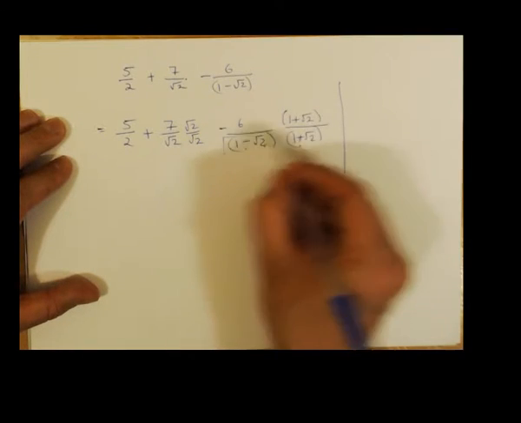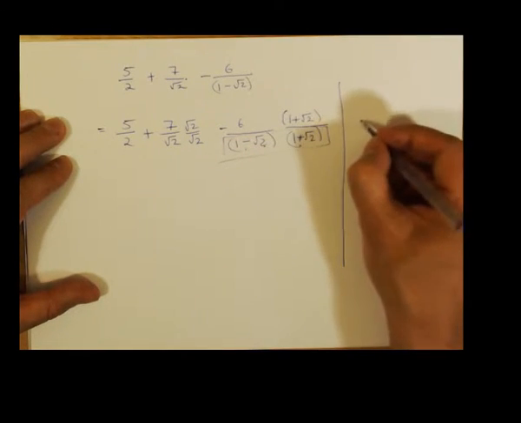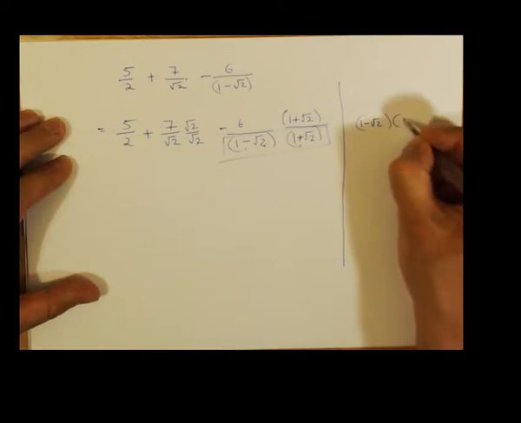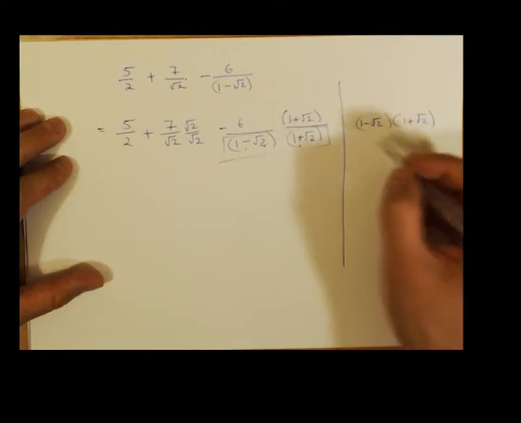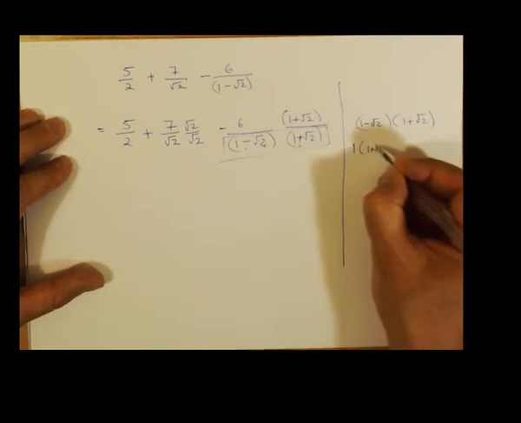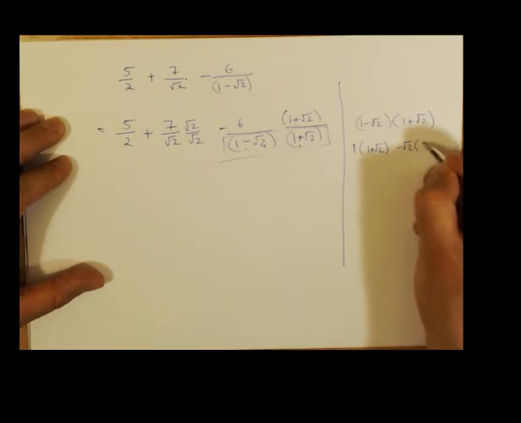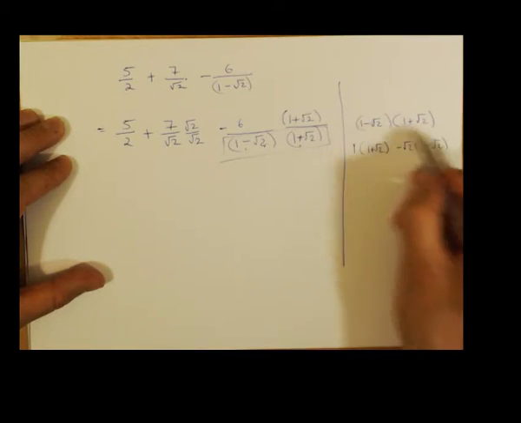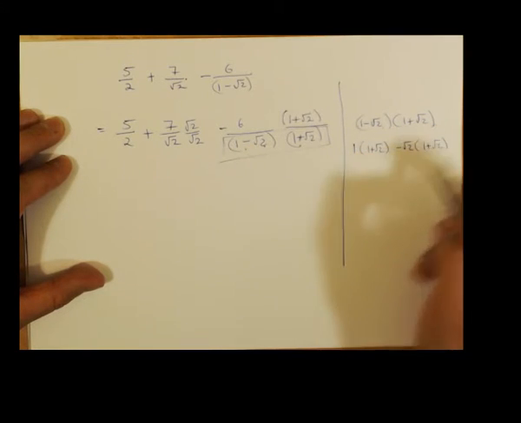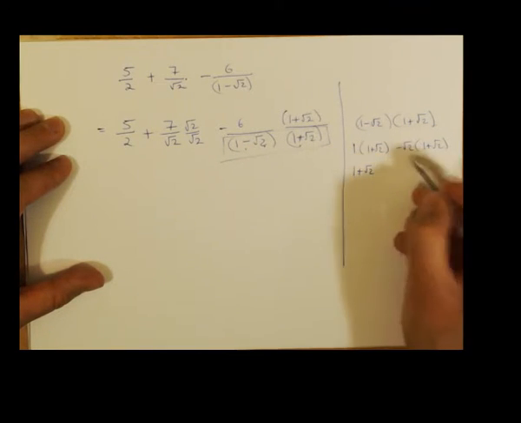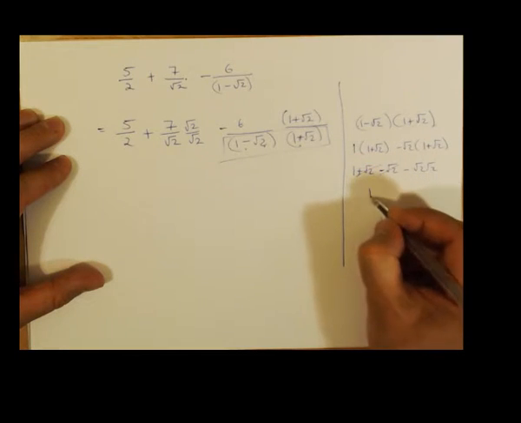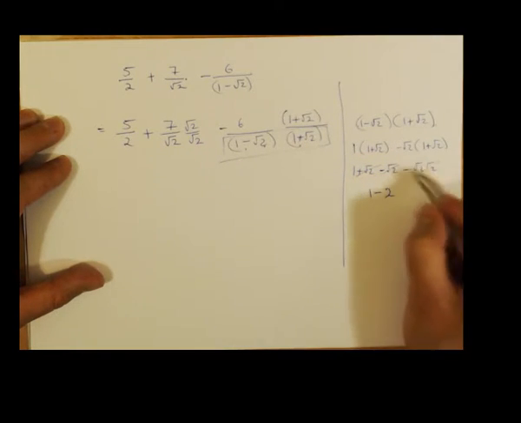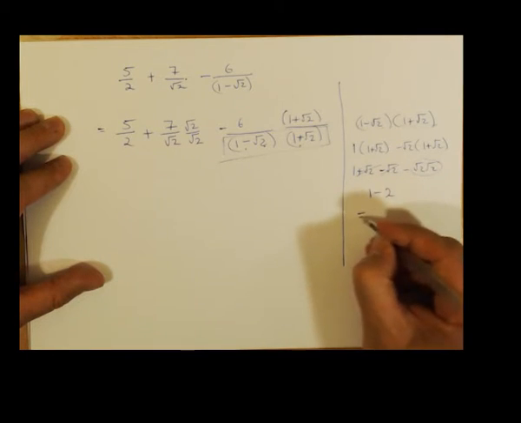Let's have a look at the bottom here, the denominator. I have 1 minus root 2 multiplied by 1 plus root 2. You might immediately recognize this, but otherwise let's have a look at doing that the long way. 1 times 1 plus root 2 minus root 2 times 1 plus root 2 gives us 1 plus root 2 minus root 2 minus root 2 times root 2. These of course are gone. That leaves us with 1 minus 2. Root 2 times root 2 by definition is 2. That's equal to minus 1.